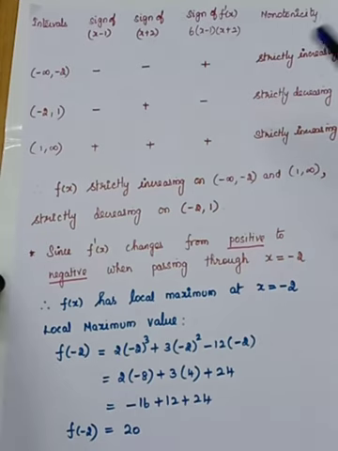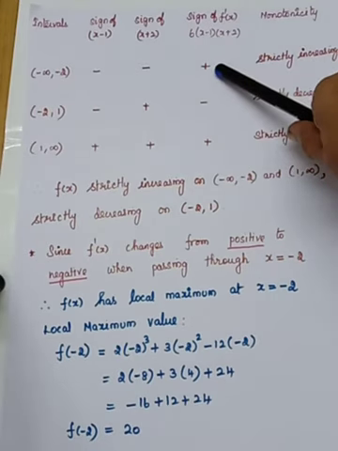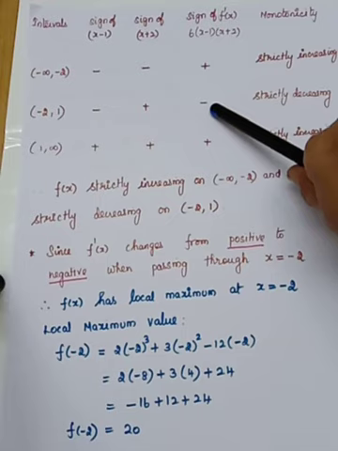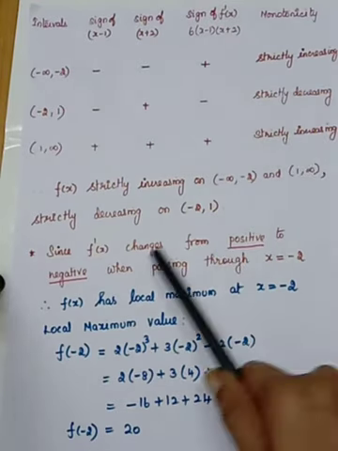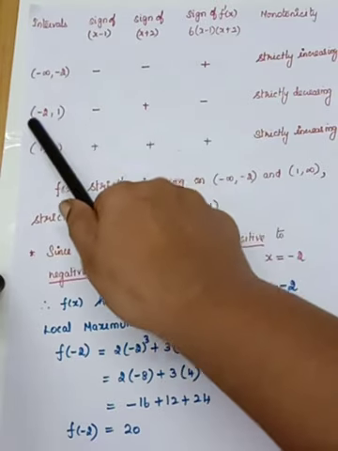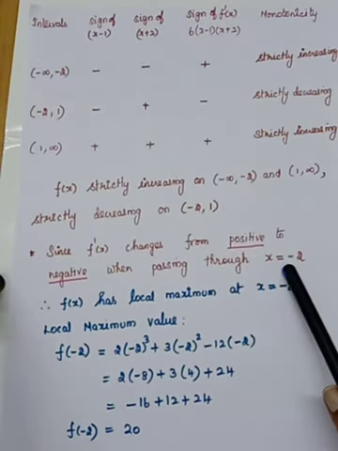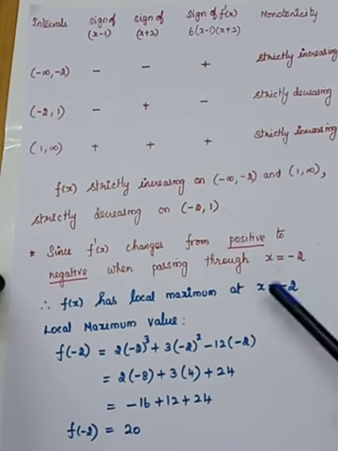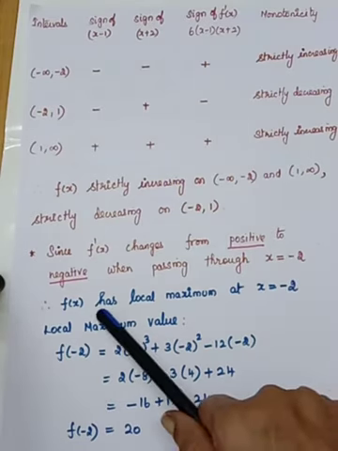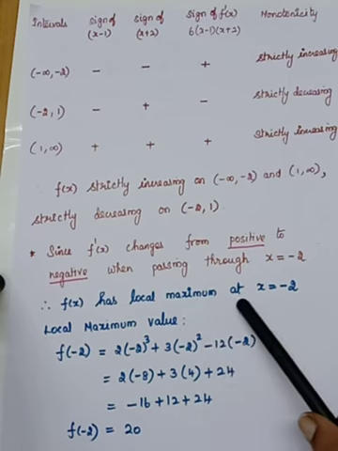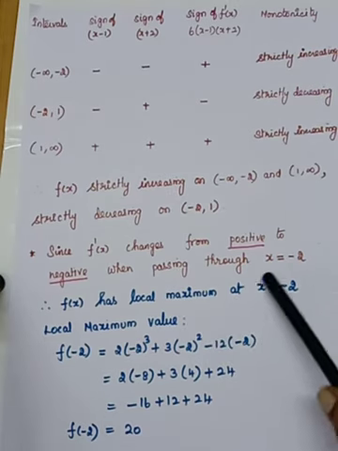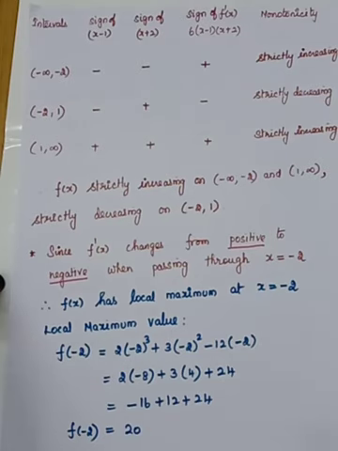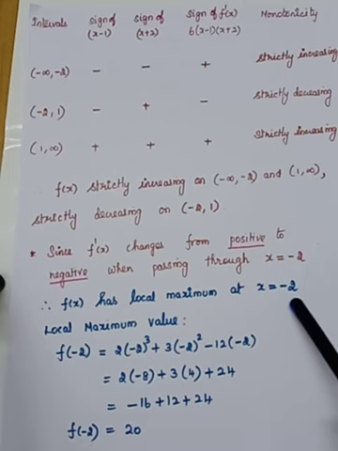You see this interval, your f dash of x is positive. Next it changes to negative. So f dash of x changes from positive to negative when passing through which point? Minus 2. So therefore, since it goes from positive to negative, the function has a local maximum at x is equal to minus 2. Okay, so we located that when x is equal to minus 2, the function attains local maximum.